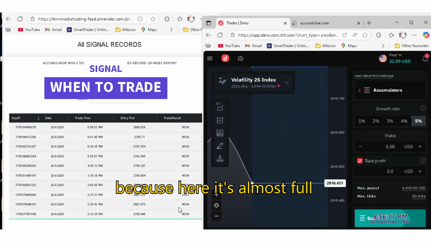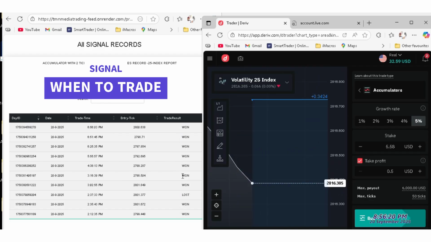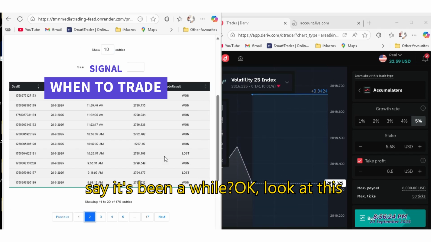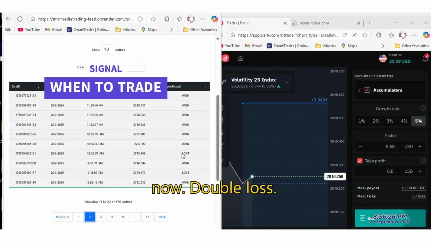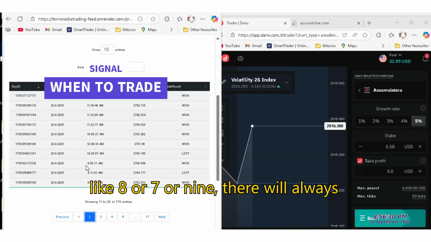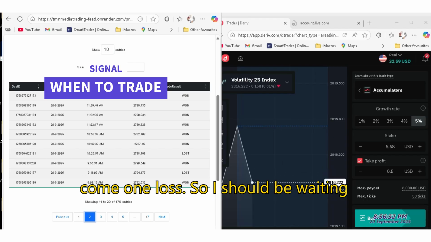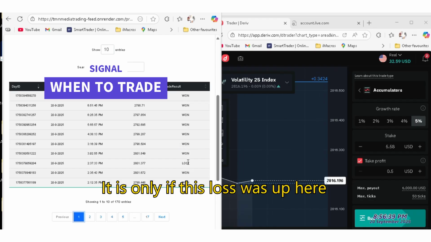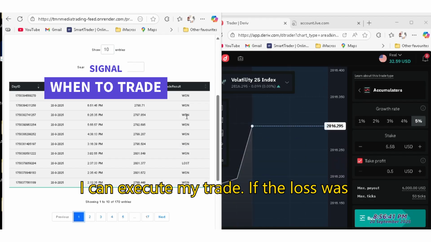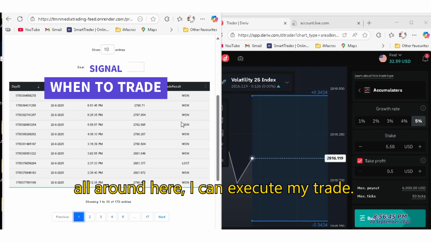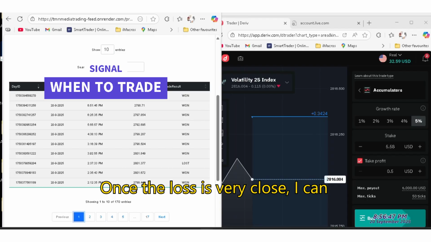Because here is almost full. And it's been a while. Okay, look at this now. Double loss. 1, 2, 3, 4, 5, 6, 7, 8. After like 8 or 7 or 9, there will always come one loss. So I should be waiting here for another loss. It is only if this loss was up here, I can execute my trade. If the loss was around here, I can execute my trade. Once the loss is very close, I can execute my trade.